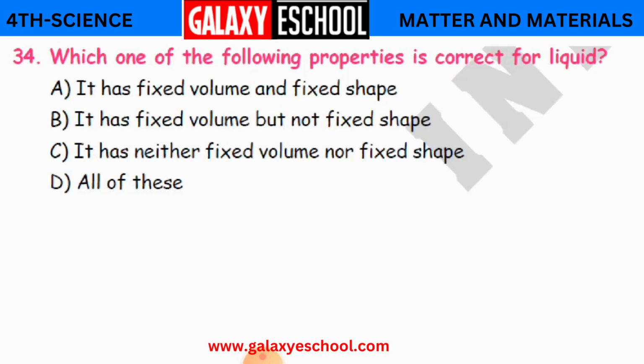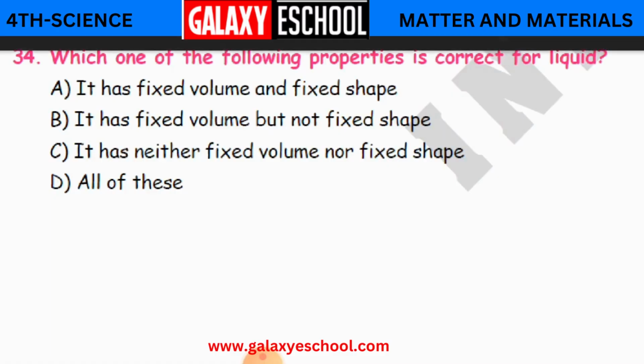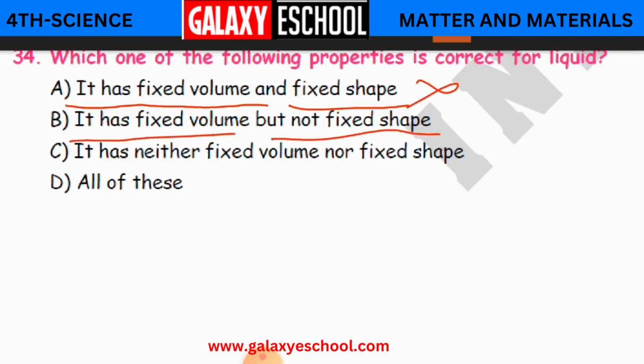Which one of the following properties is correct for liquid? Here we are talking about the properties of liquid. So what is the property here? Which is the correct one? It has a fixed volume and fixed shape. No, this is wrong. It has fixed volume but not fixed shape. Yes, this is correct. So liquid has fixed volume.